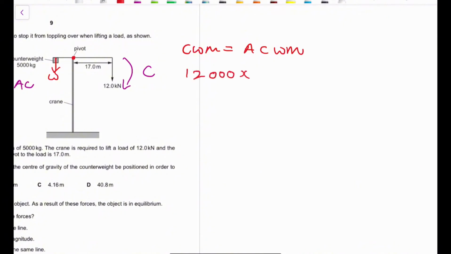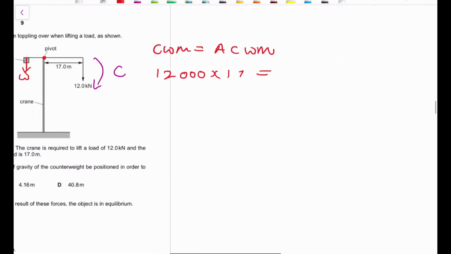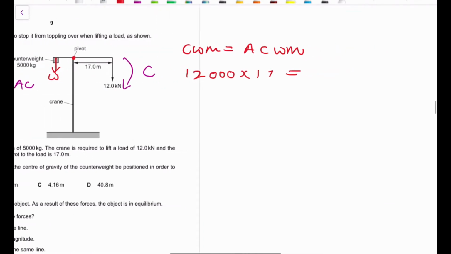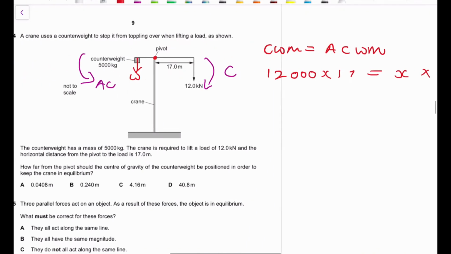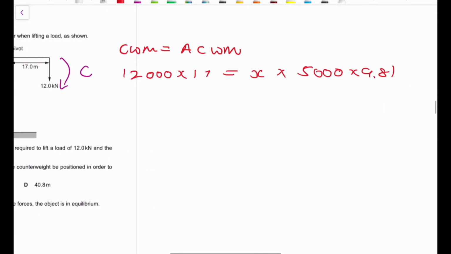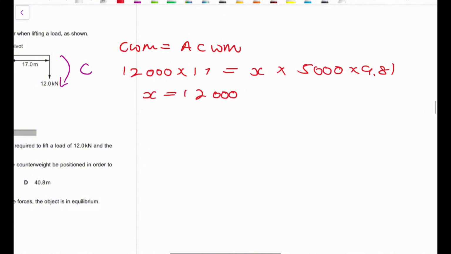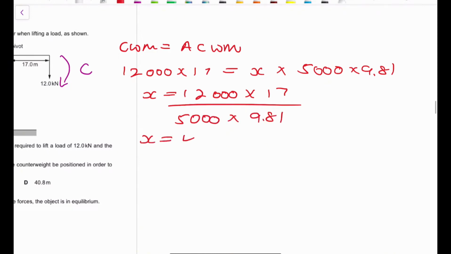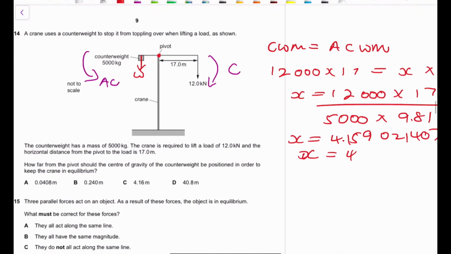It's 12,000 multiplied by 17. Your anti-clockwise moments is your distance, which is x. That's what we want to find. X times 5,000, so your weight is going to be 5,000 times 9.81. We want to find the value of that distance x at which we need to place that counterweight. So the value of x is going to be 12,000 times 17 divided by 5,000 times 9.81. You're going to get a value of x of about 4.1590247, so x is about 4.16 meters, which is going to be C. Very important.